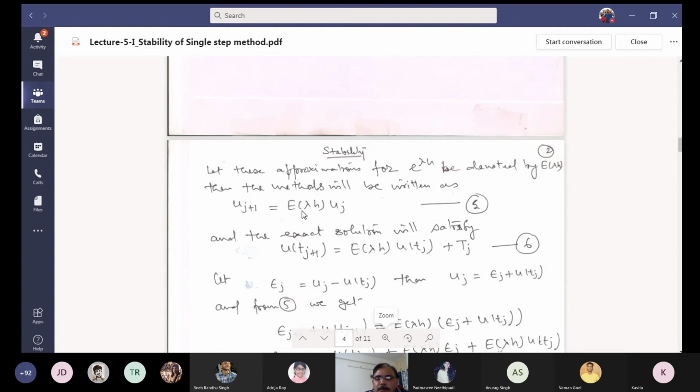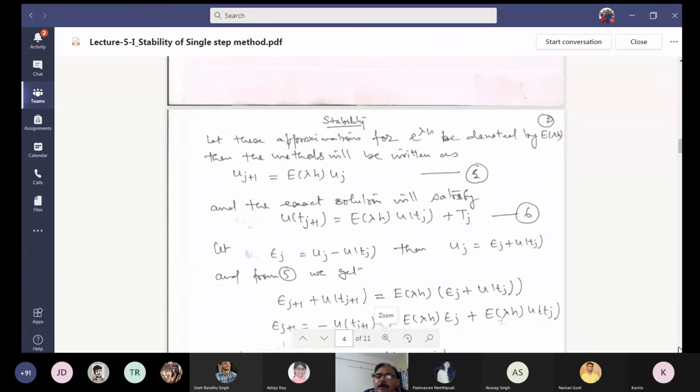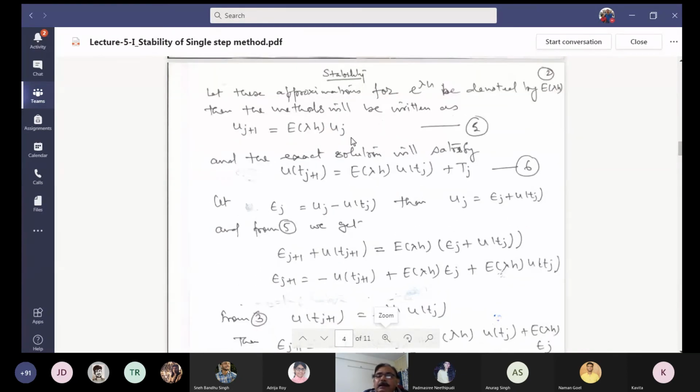Yes, sir. Okay. Then for numerical method, what do we do? We ignore the local truncation error by deleting it. Whatever is written, that will be your method. Means the exact solution u(tj+1) will be e lambda h u(tj), the numerical solution, plus the local truncation error at that stage, that is your tj. Right? So this will give you exact, and the exact solution will satisfy this equation 6. Is this clear?